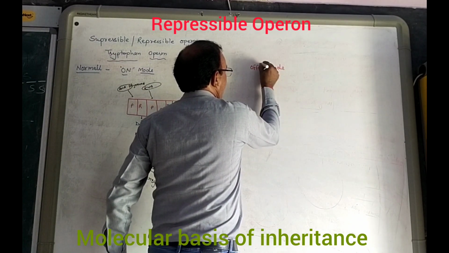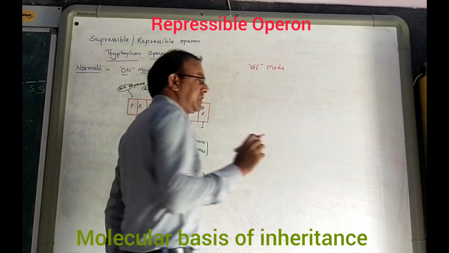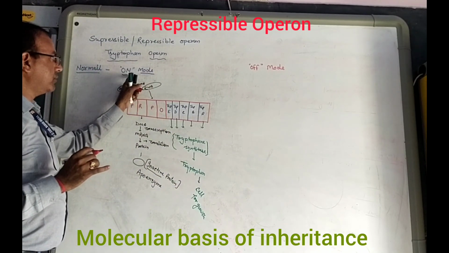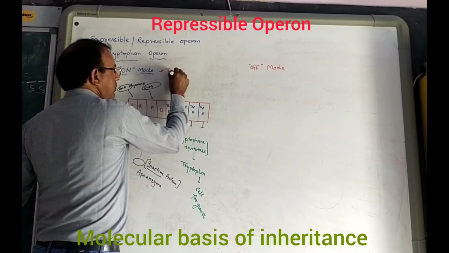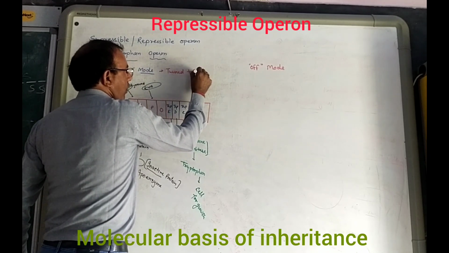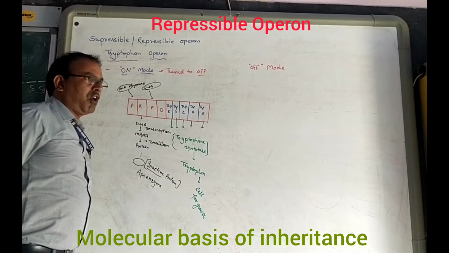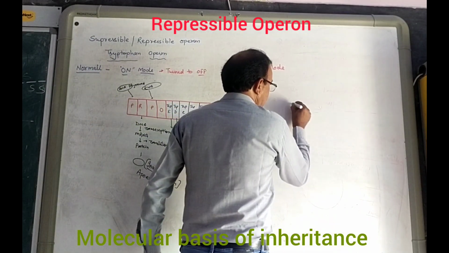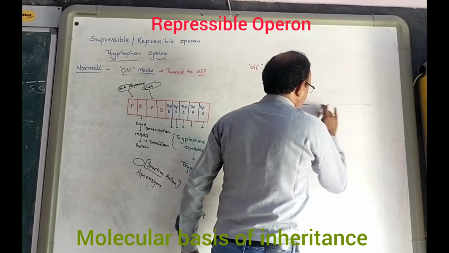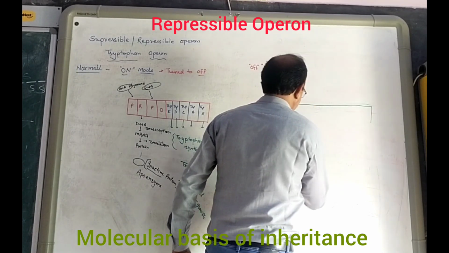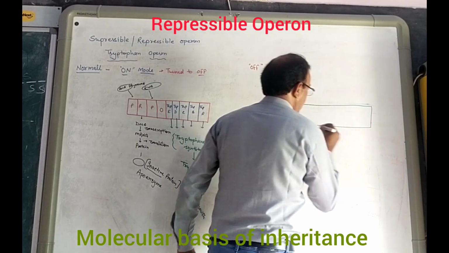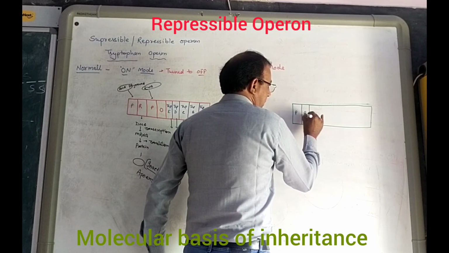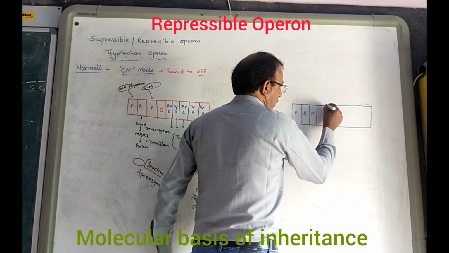how does this process occur in off mode? We know that a repressible or suppressible operon in normal condition remains on. We turn to off mode. How can this off mode take place? Again, there is the same structure, the structural and regulatory gene. The regulatory gene, which is followed by the repressible promoter and operator.